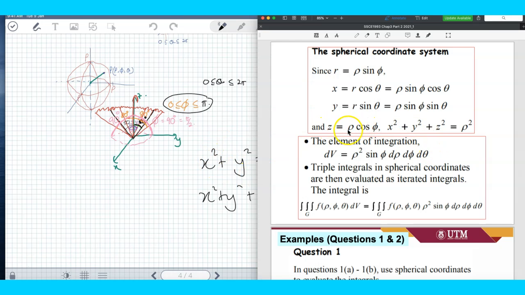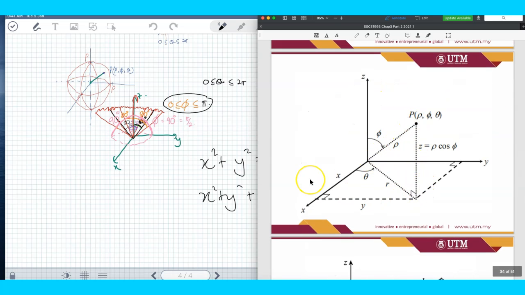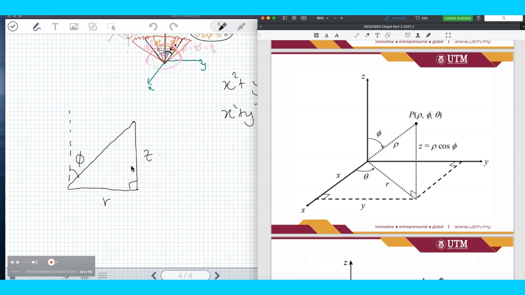So how can we have z equal to rho cos phi, and how can we know that r equals rho sin phi? Actually, it comes from this triangle. Can you see that triangle? If I re-sketch the triangle, we have a right triangular shape. This one is 90 degrees, and we have the r here, and the z here. And where is the phi? The phi is the angle. The theta is not part of the triangle because the theta is in 2D, but this triangle is in 3D. So if that is the phi, this will be phi.